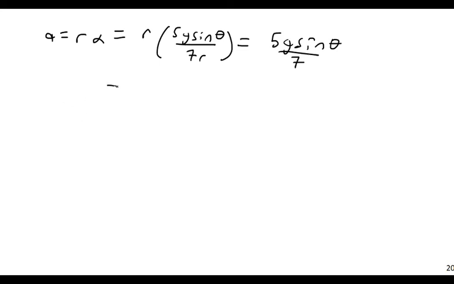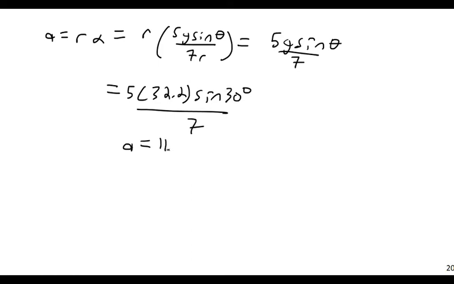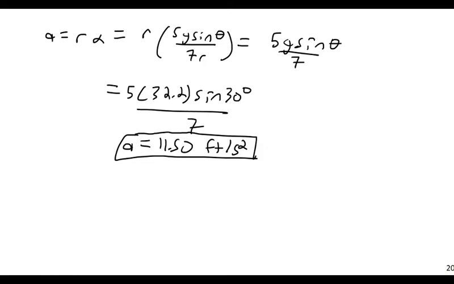But then, this will be 5 times 32.2 times the sine of 30 degrees over 7, and I will get that A is equal to 11.50 feet per second squared. So that's my first quantity that I really want. The acceleration is going to be 11.5 feet per second squared. Next, I guess that wasn't really asked for, but I'll box it anyway because it's kind of cool. Then I need to find the coefficient of static friction. So my next task will be to find the coefficient of static friction.